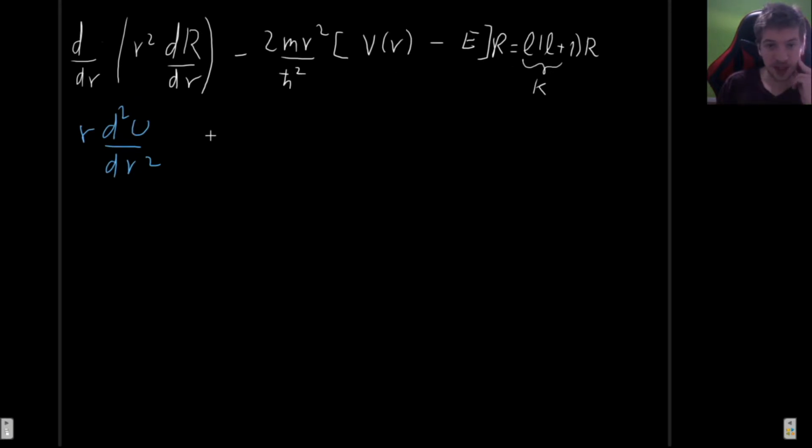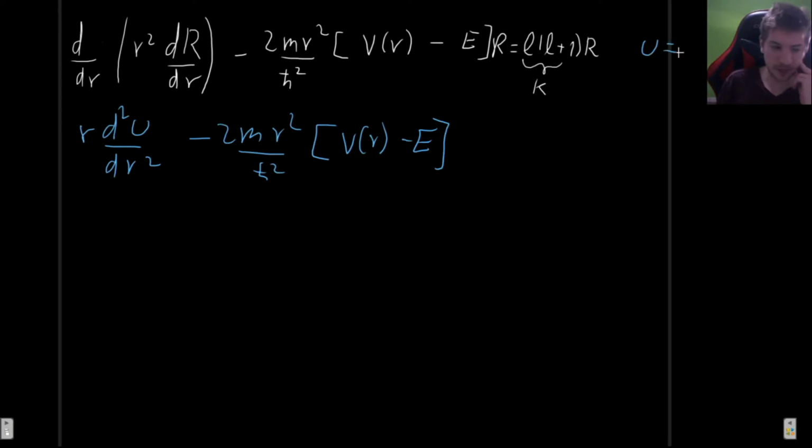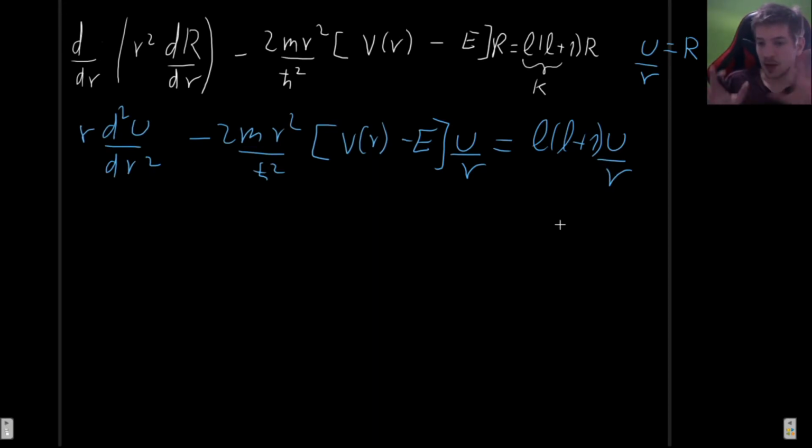Well, this part right here will remain the same, so we get minus 2m r squared divided by h bar squared. The difference, though, is that this time we are writing this not in terms of big R, but in terms of u, which, remember, means R is going to be u divided by r, because u was small r times big R. So instead of this big R, we write u divided by r, and on this right side we get l plus 1 u divided by r. And now, technically, we are done with what we can do without specifying the potential.